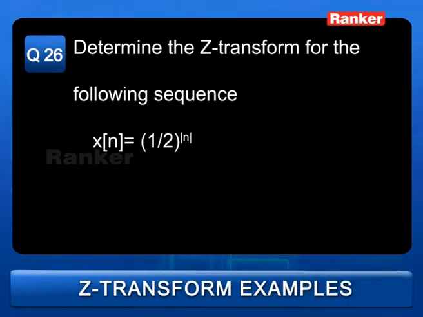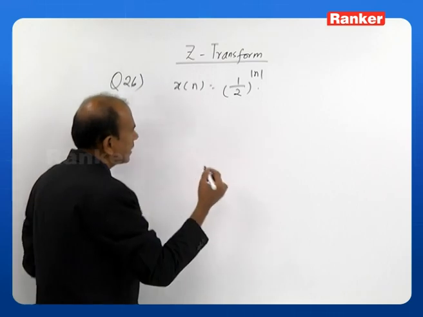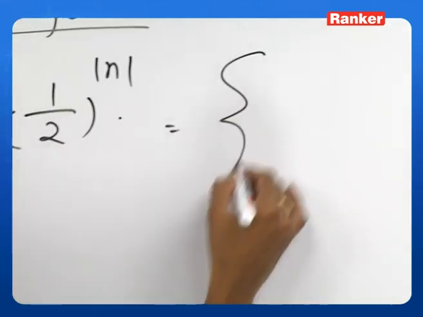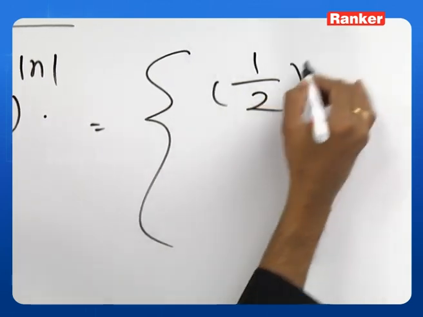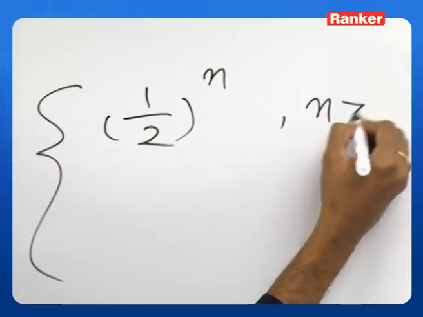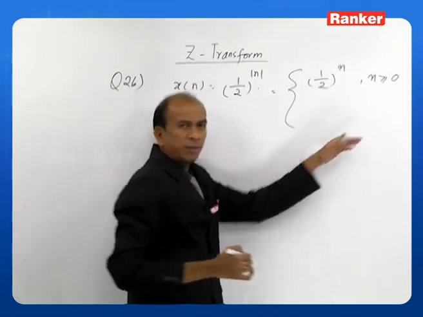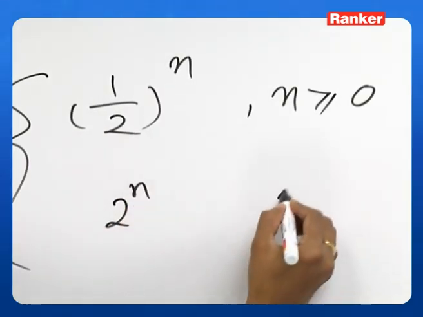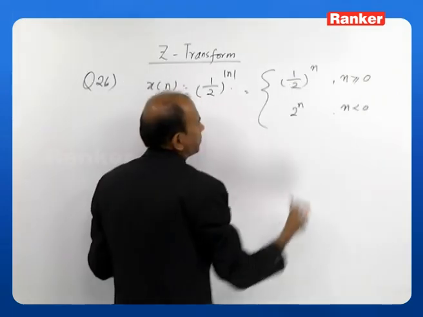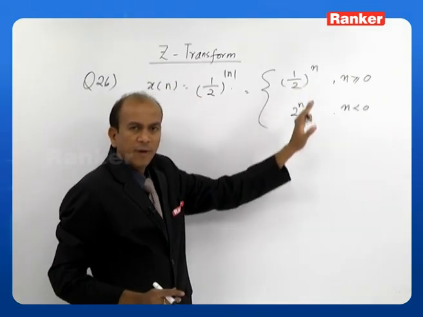Let us see question number 26. The question is, as you see here, this is to the power of mod n. So it will have 2 values. What are those values? This I can write as half to the power of n for n greater than or equal to 0, and 2 to the power of n for n less than 0. This is what we have to calculate.